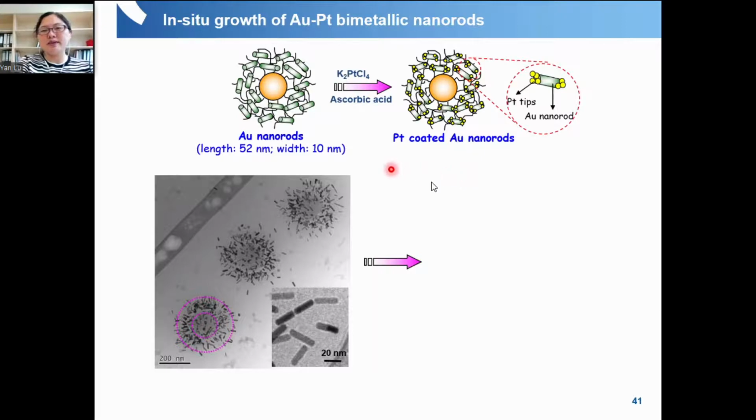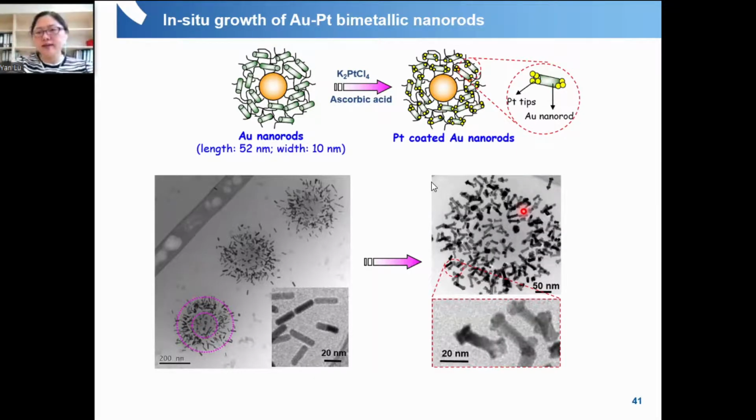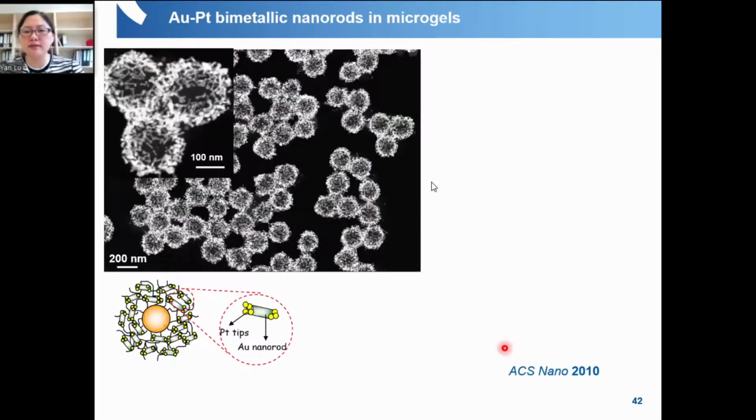And as a chemist, of course, you can always do one step further to have an even more fancy system. So in this case, you can use the gold nanorods as a seed and then deposit a secondary metal nanoparticle into the system. Here you see the platinum nanoparticle can be deposited onto the two tips of the gold nanorods. And this can be well defined. You see clearly from the cryo-electron microscopy here.